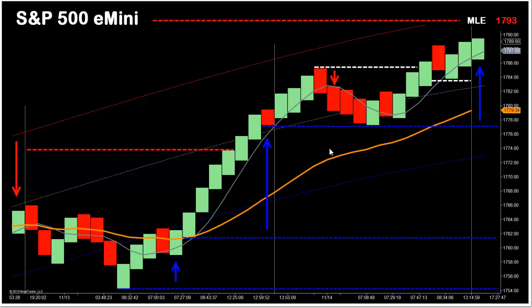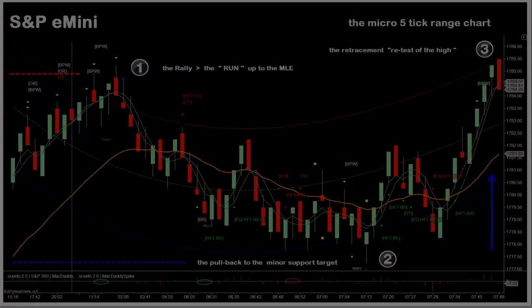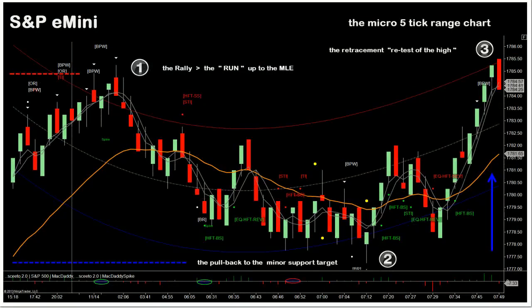In the context of the current breakout, the Follow the Bots computational model estimates the maximum likelihood expectation price target up at 1793. For a detailed look at Thursday's market developments, we'll turn our analysis to the 5-tick range chart.